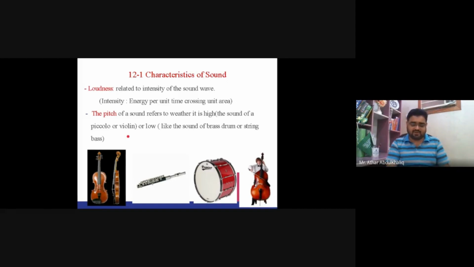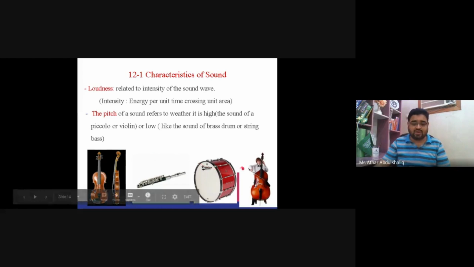So whenever a sound is shrill, we say that it has high pitch. Shrill means high pitch and more frequency, and grave means low pitch, less frequency. So this is the sound characteristic that is used to differentiate between shrill and grave sound.